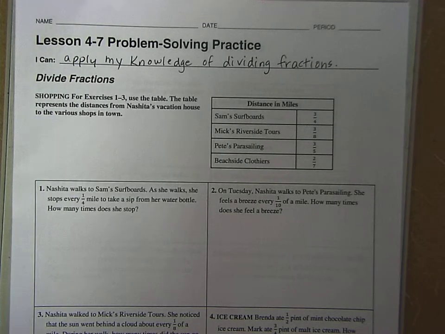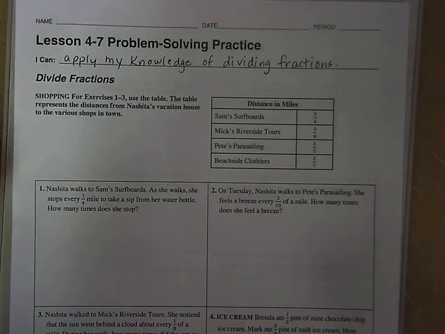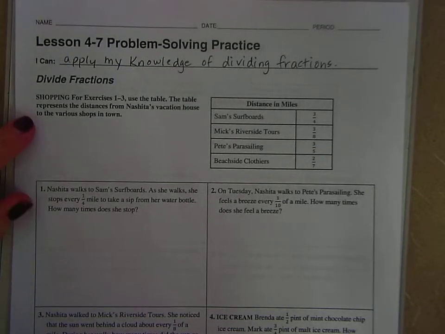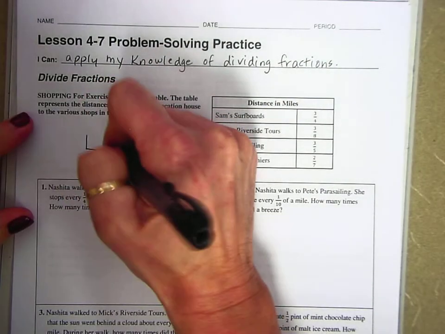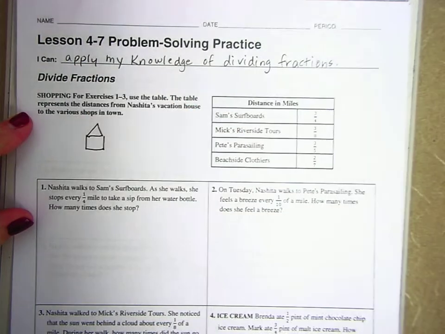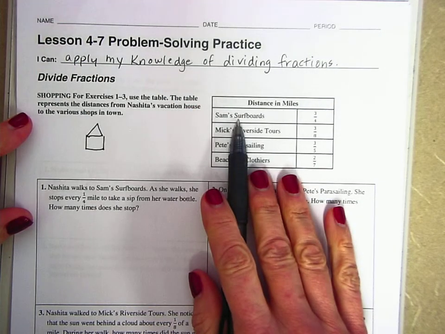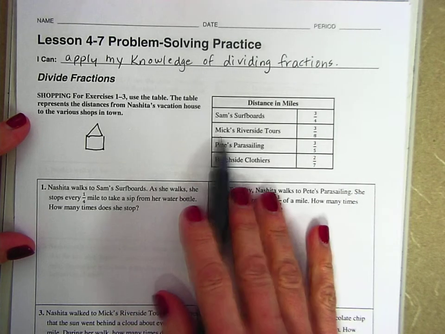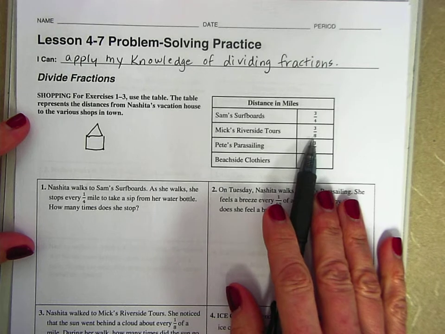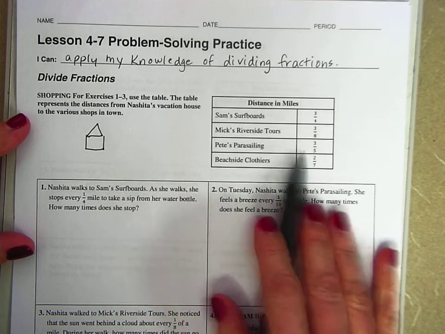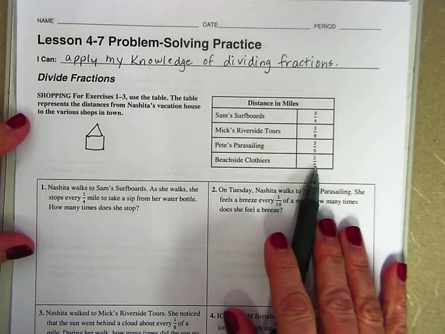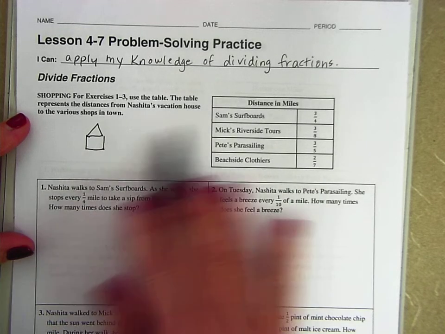So let's talk about what this table is and what it represents. The table represents the distances from Nashida's vacation house to the various shops in town. So from her home, which pretend is located here, to Sam's surfboards is 3/4 of a mile. Mick's Riverside Tours is 3/8 of a mile. Pete's parasailing is 3/5 of a mile. And then the beachside clothiers is 2/7 of a mile from her house.